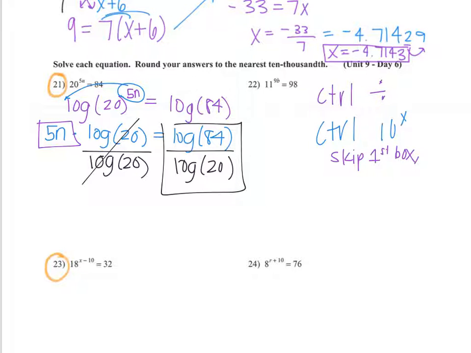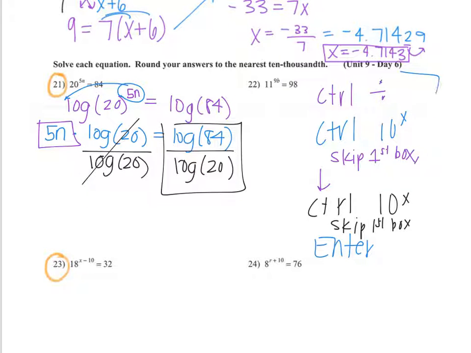And then in the second box, you're going to type in the number. Then you're going to go down, Control, 10 to the X again, skip the first box, then move over, type in the 20, and hit Enter. Again, this is the step or the process for a TI Inspire.